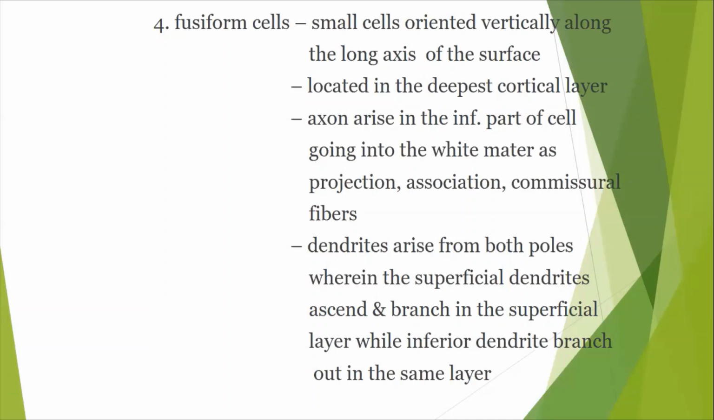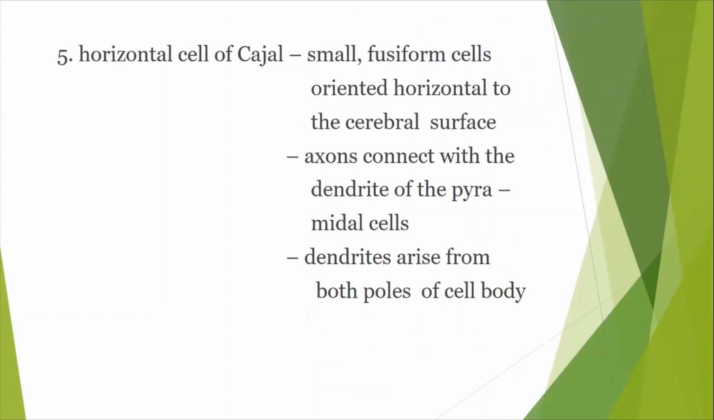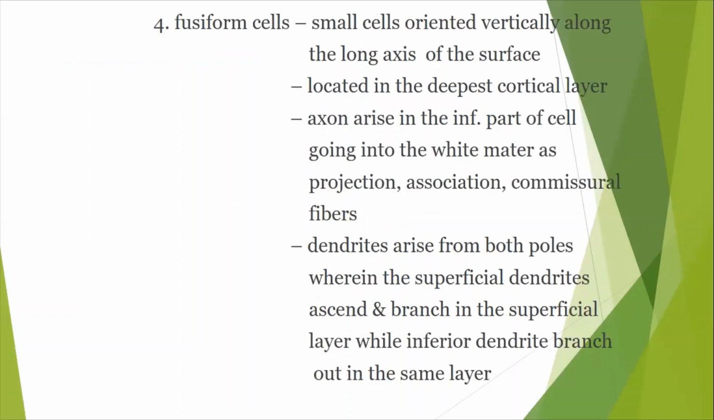So your fusiform cell will have several dendrites that will come out from both poles. Then the horizontal cells of Cajal. These are small fusiform cells oriented horizontal to the cerebral hemisphere. And the axon will connect with the dendrite of the pyramidal cells. The dendrites will arise from both poles of the cell body. So your horizontal cell of Cajal, just like your fusiform cell, will have many dendrites.